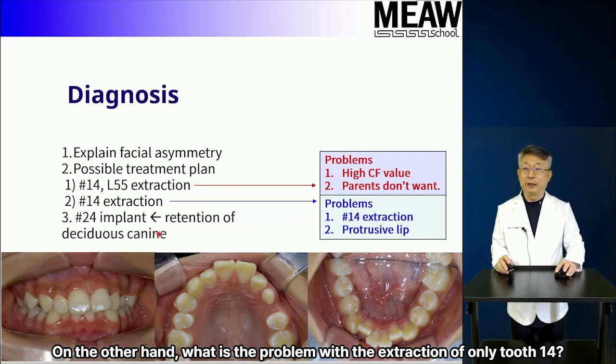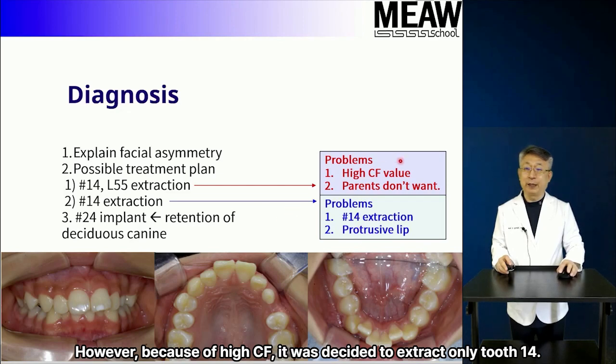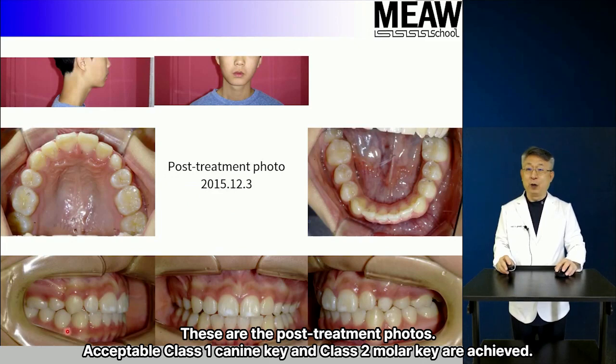On the other hand, what is the problem with the extraction of only tooth 14? Protrusive lips may not be sufficiently resolved. However, because of high CF, it was decided to extract only tooth 14. These are the post-treatment photos. Acceptable Class 1 canine K and Class 2 molar K are achieved.